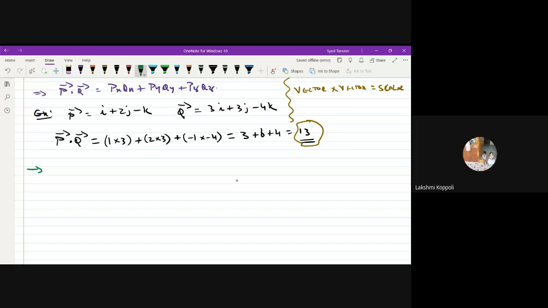Sir, dot product means A bar into B bar or A bar dot B bar. It is only known as dot product. There are no bars here. Your bars will be in mathematics. You don't read that like bar. It is vector. A vector, B vector, P vector, Q vector.